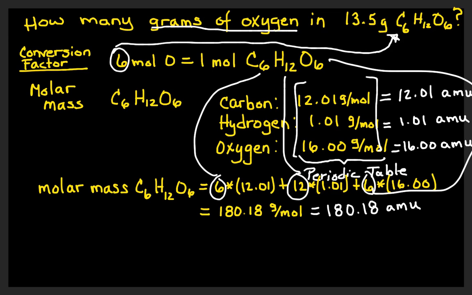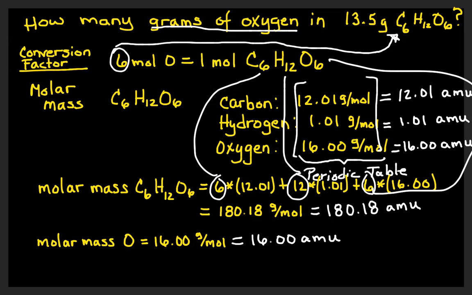Because this would now allow me to go from moles to grams. But I also need the molar mass of oxygen, which is 16. So I have all the conversion factors I need to be able to determine how many grams of oxygen are going to be in 13.5 grams of glucose.